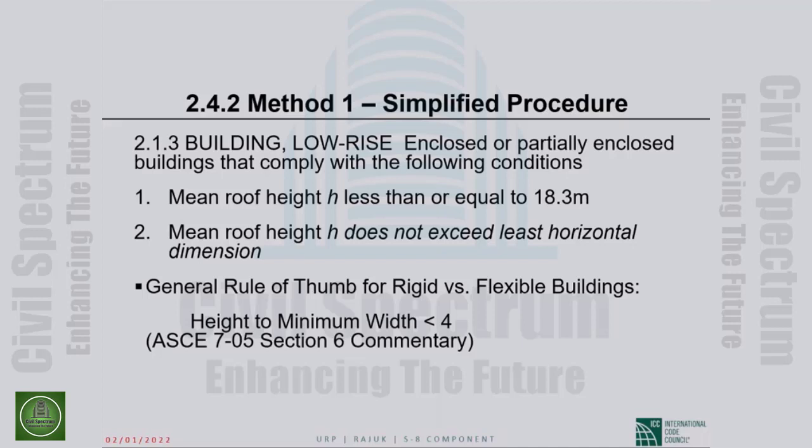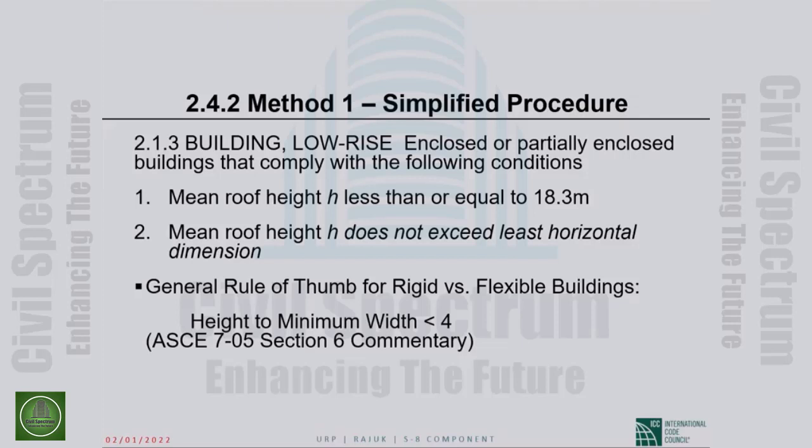Low-rise building definition. Enclosed or partially enclosed building. An open building cannot be a low-rise building. It is an enclosed or partially enclosed building that complies with the following conditions. Mean roof height is less than 60 feet, 18.3 meters. It is also less than the minimum plan dimension. So if the minimum plan dimension is 40 feet, the height cannot exceed 40 feet. So it's an enclosed or partially enclosed building, mean roof height not exceeding 60 feet, nor exceeding the minimum plan dimension. Very important definition, low-rise.